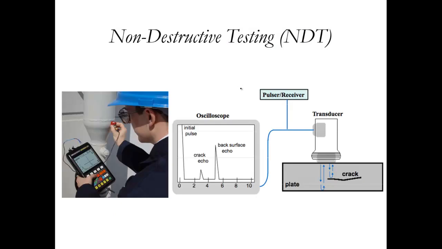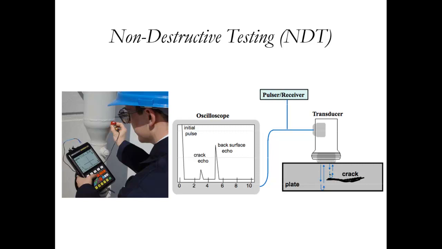Then we have non-destructive testing, which is popularly referred to as NDT. In this case, you may see an example whereby we put this transducer on a component or a plate where there's a crack. Rather than using a destructive testing method, we use this non-destructive method in which the ultrasonic waves travel through the plate and are reflected.